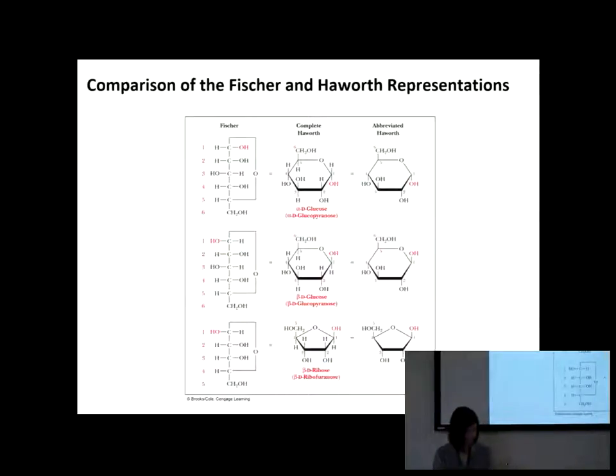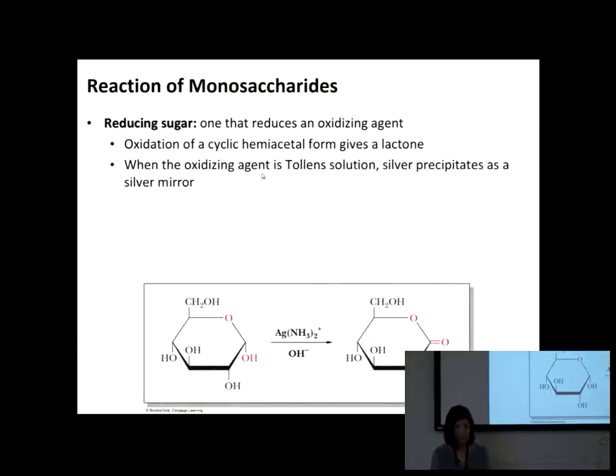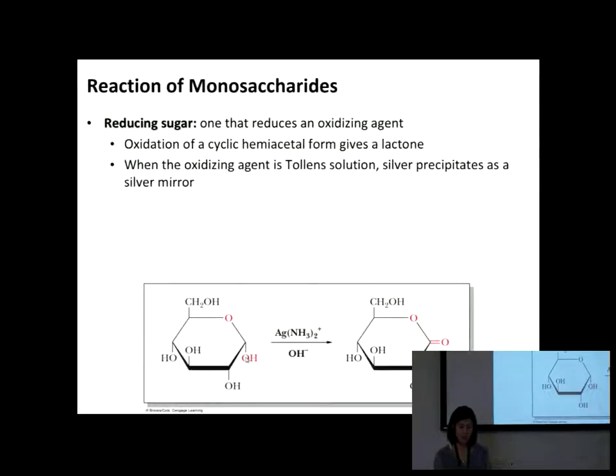All right. Now let's talk about reactions. If that anomeric carbon is free, what do I mean by free? See that OH, this one, what form is this? Is this alpha or beta? Alpha, okay. So we have an alpha D-glucose here.